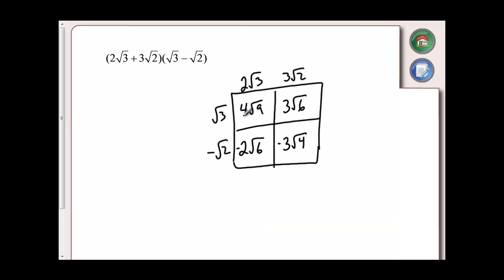So simplifying again, we're going to have 2 times 3 is going to give us 6, minus 2 root 6, plus 3 root 6, and simplifying my last one, the root 4 is 2. 2 times negative 3 is going to give me negative 6. When I simplify that, I get 6 minus 6, which is 0, and negative 2 plus 3, which is positive root 6.